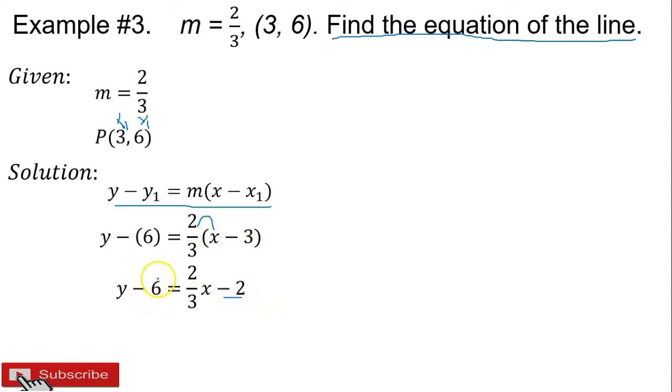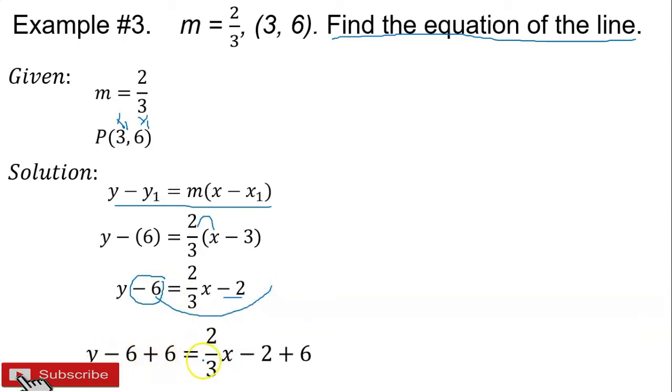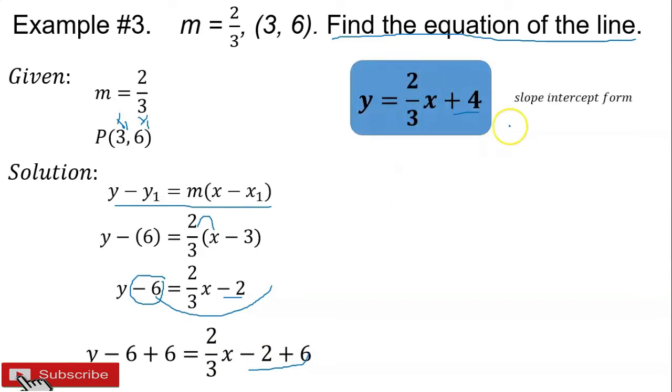Okay? So, again, by using addition property of equality, or simply transpose this negative 6 to right side. So, we have y minus 6 plus 6 is equal to 2/3 x minus 2 plus 6. Simplify natin yan. Y minus 6 plus 6, that is simply y, is equal to 2/3 x, and then negative 2 plus 6, that is equal to positive 4. So, this is now our slope-intercept form. Okay? So, nakasulat na siya sa y is equal to mx plus b na form.